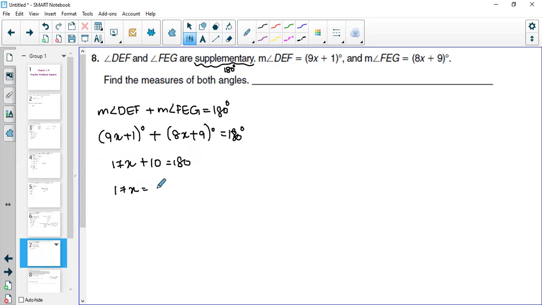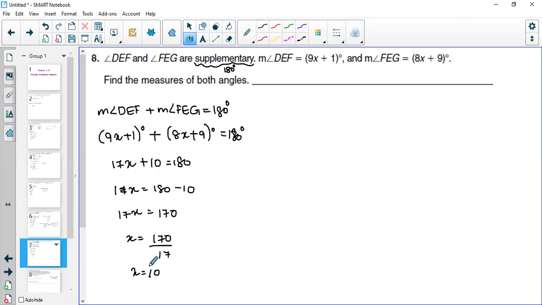17x is going to be equal to 180 minus 10. Always the best way to do math fast is talk to yourself. So 17x is going to be equal to 170. X is going to be equal to 170 divided by 17, which is going to give you x is equal to 10. Okay, so 170 divided by 17 is 10. So x is going to be equal to 10.